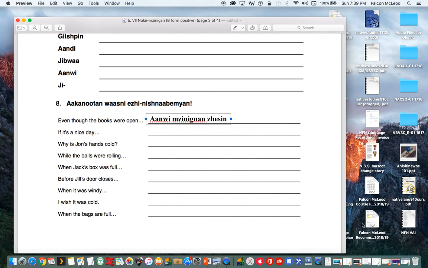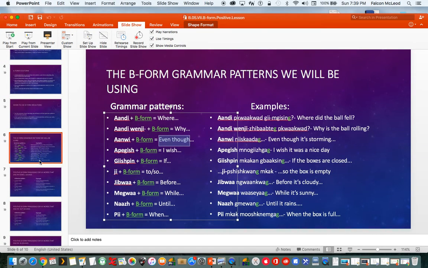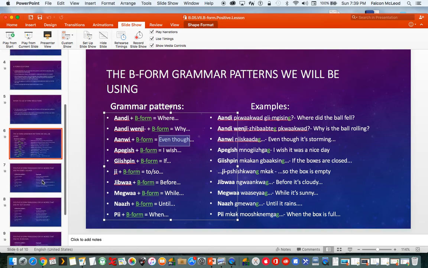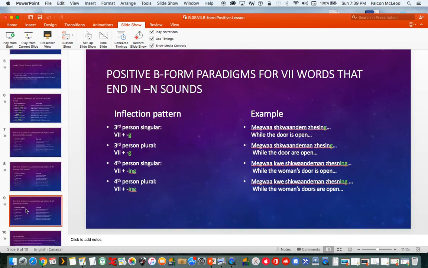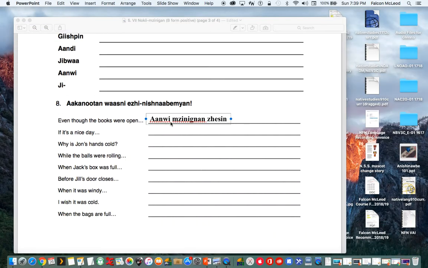Now we need our B form suffix. So we can consult our PowerPoint here. This is the one for N sounds, like jesin. And so we can go to fourth person or third person plural. So we just need a G at the end of our verb. So that's it. That's how to translate even though the books were open. All right, so I'll leave you to fill out the rest of these.